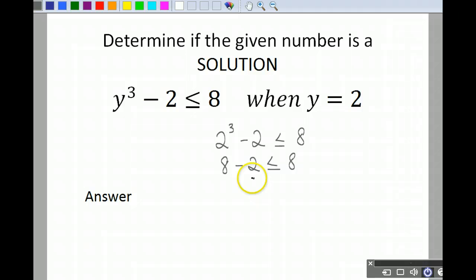Now what's 8 minus 2? 6. 6 is less than or equal to 8. Is that a true statement? Yes. So we would say, yes, 2 is a solution.